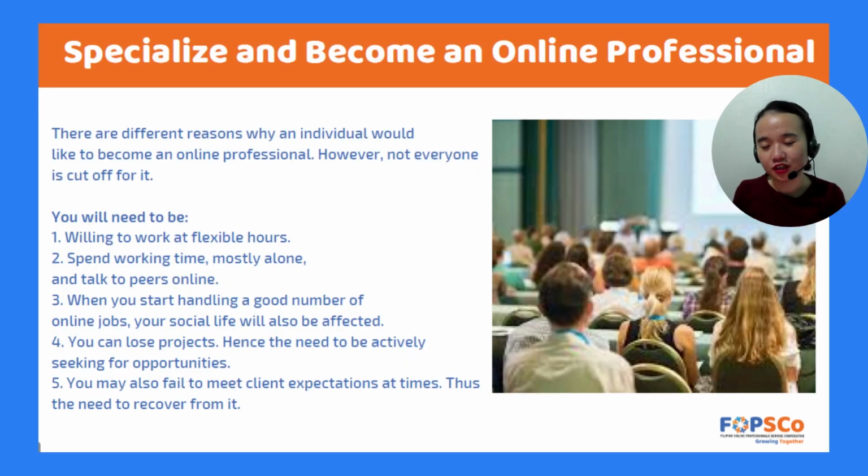Moving forward to our discussion, since we were presented earlier the differences between being an employee, a freelancer, and an entrepreneur, we now get to the part to know the steps on how to specialize and become an online professional. There are different reasons why an individual would like to become an online professional. However, like I said earlier, not everyone is cut out for it.